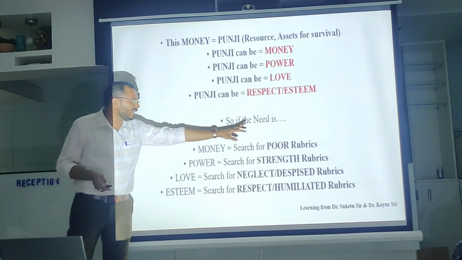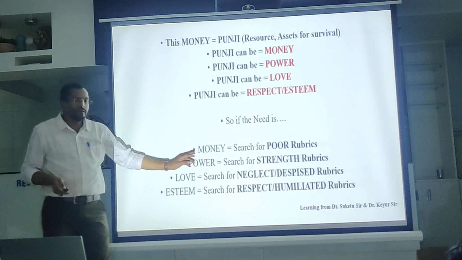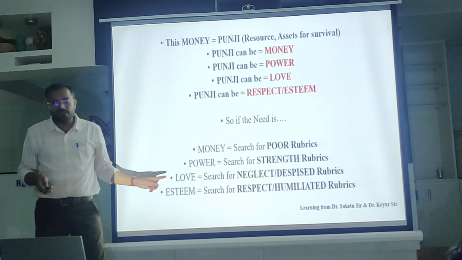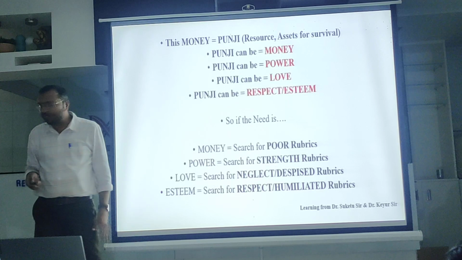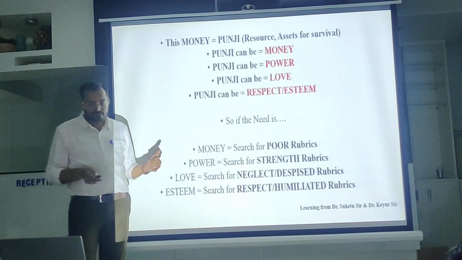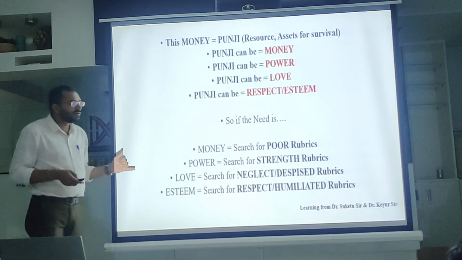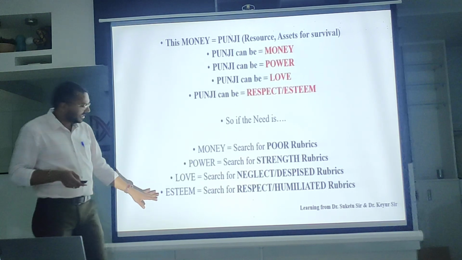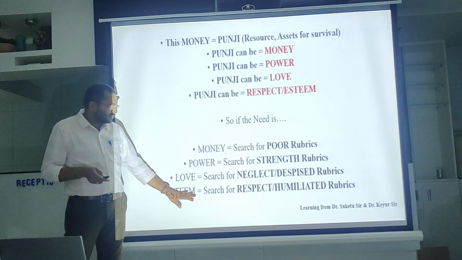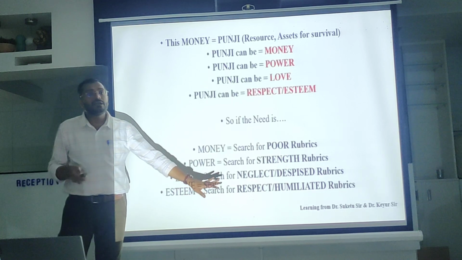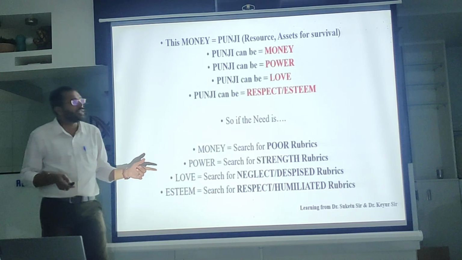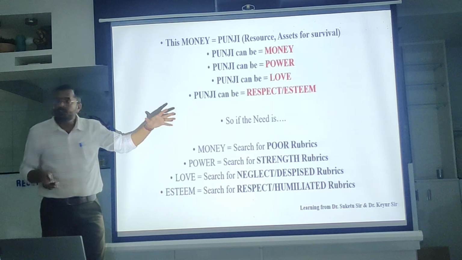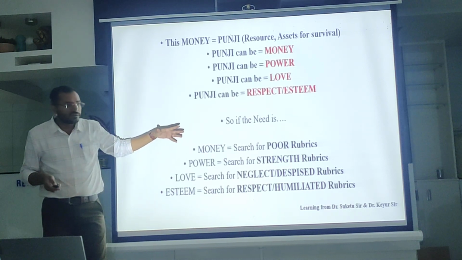So if the need is money, which rubric to take? Poor. If the need is power, which rubric to take? Strength. If the need is love, which rubric to take? Despised and neglected. If the need is esteem, respect and humiliation; you have to find out where it happened, the rubric. So first and foremost, what is punji for them? That we need to probe.